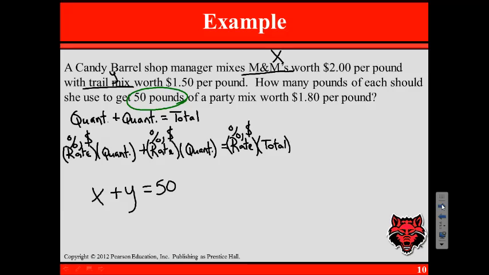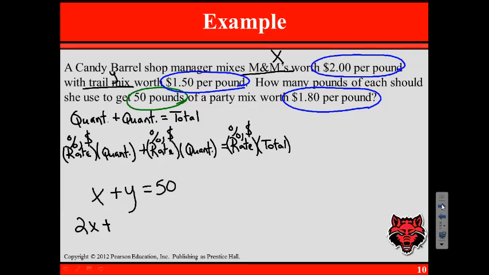That's one equation. The second equation, we're going to multiply our variables times their worth, because that's the rate that was given, the cost per pound. For instance, M&Ms, $2 per pound, so we'll multiply that by 2. Trail mix was worth $1.50 per pound, we'll multiply that by 1.50. And the 50 pounds at the end, we want it to be worth $1.80 per pound. So plugging that information in will give us 2x plus 1.5y equals 1.8 times 50.